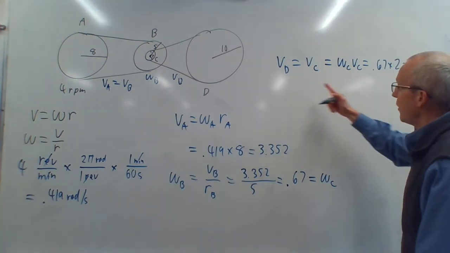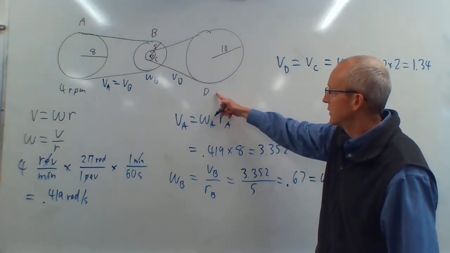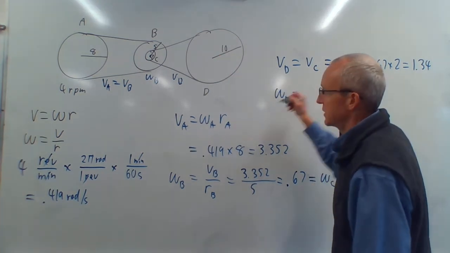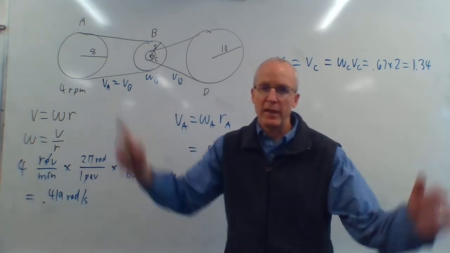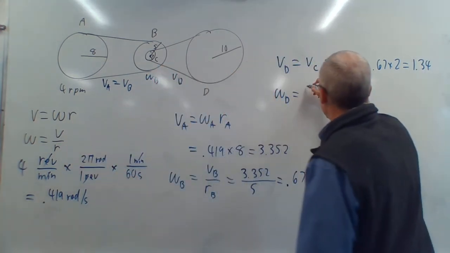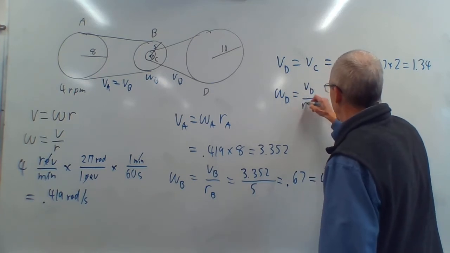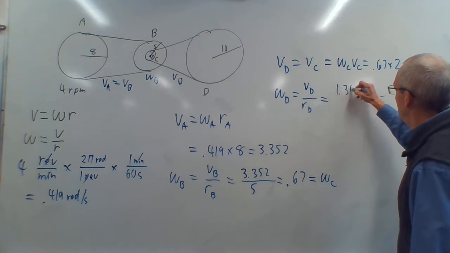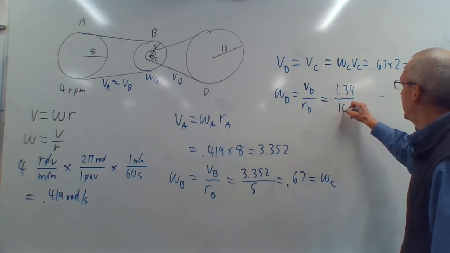Okay, now that's what VD is. We can figure out what omega D is. So omega D, make sure I use the right formula. So I wrote them down over here, then I violated my own rule, but I caught it, is equal to V over R. So VD divided by the radius of D. We just figured out VD here is 1.34. The radius of D I said was 10.